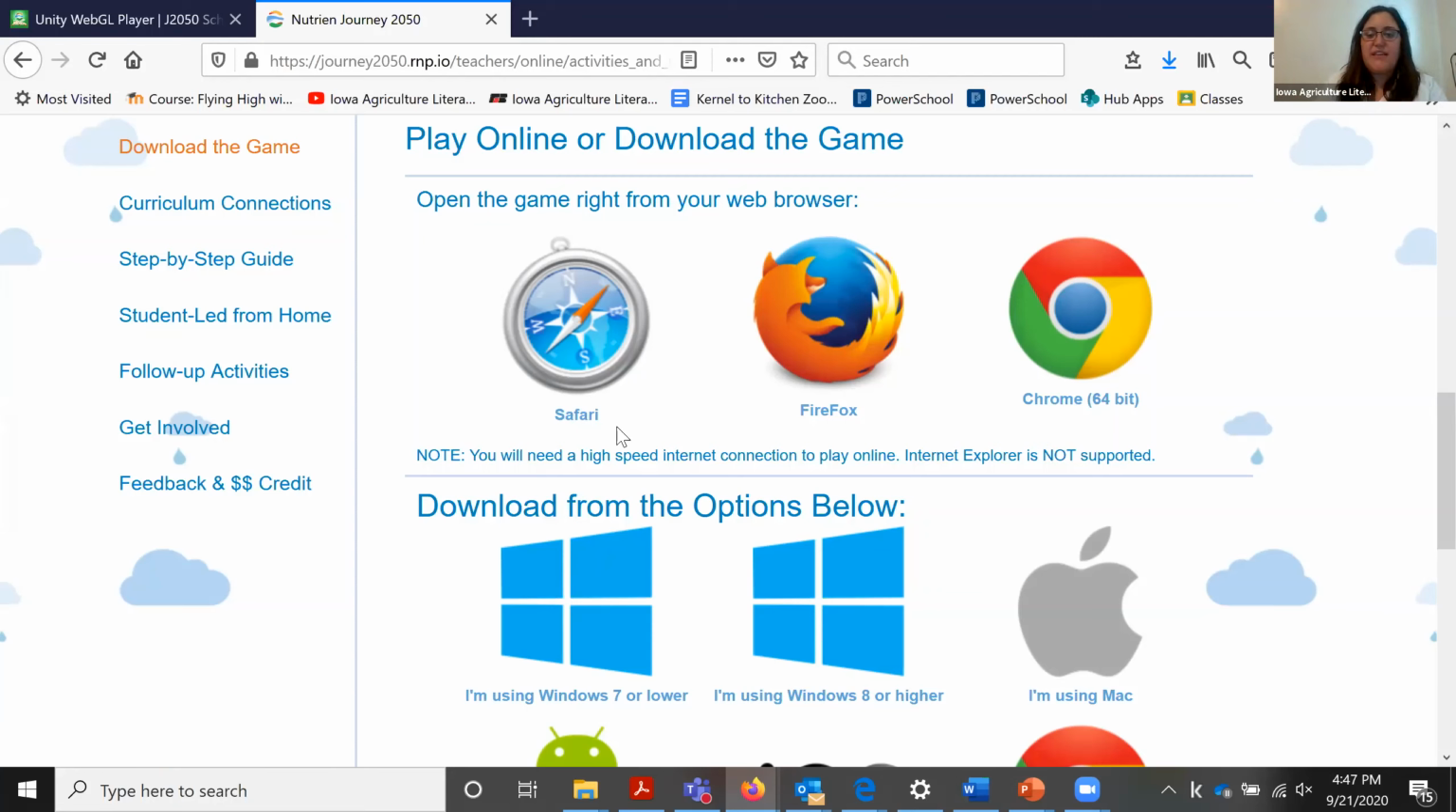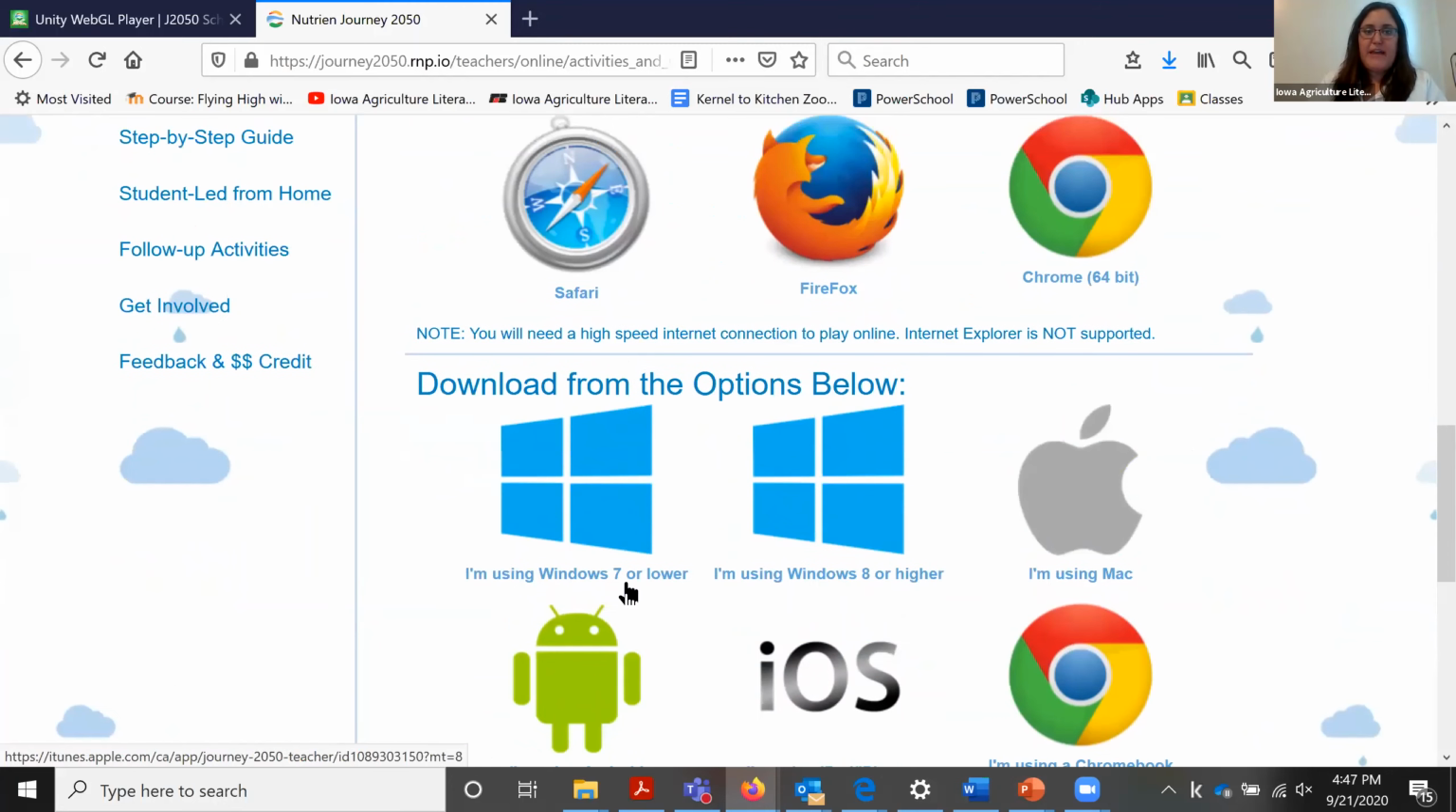You'll notice that Microsoft Edge is not listed. The game is not very compatible with Microsoft Edge. So hopefully you can use Chrome or Safari if you're using desktop computers, or Safari for Mac.